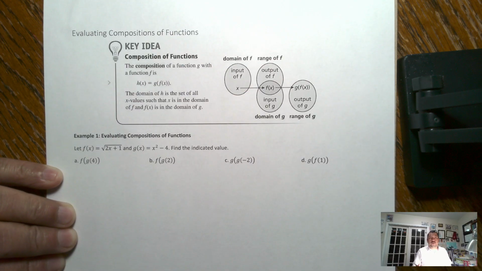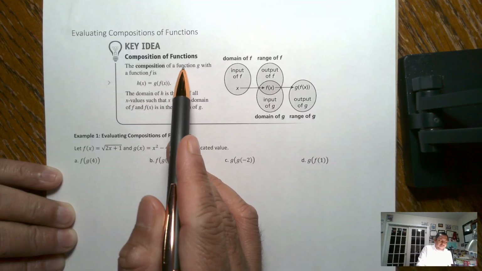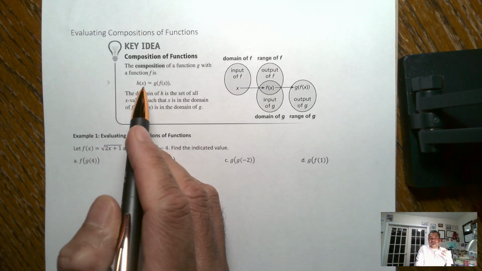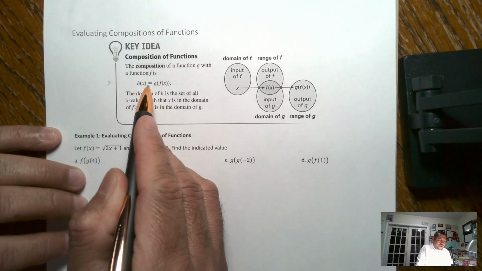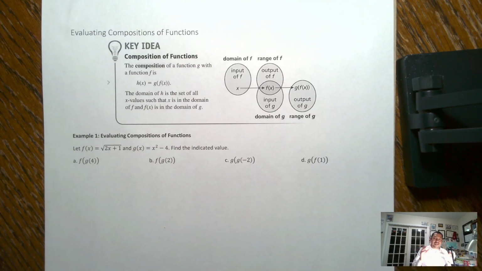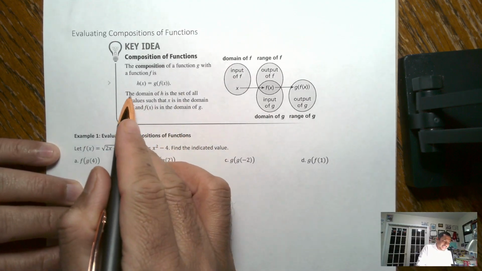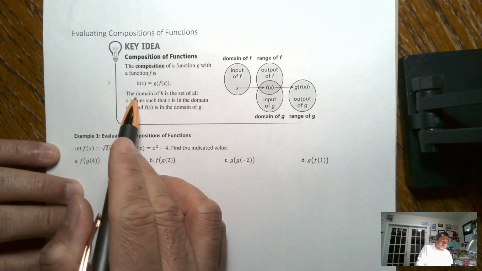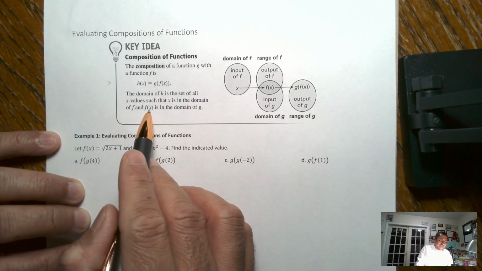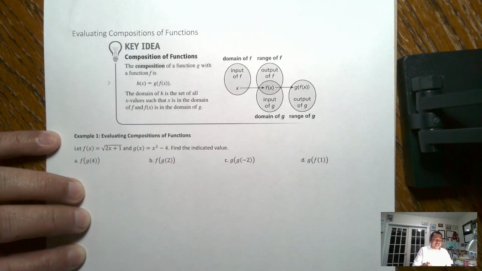Now we have the formal idea of the composition of functions. Remember that the composition of a function g with a function f is, so we're going to create a new function h(x) equals g of f(x). Again, let's keep in mind that this is going to be like substitution. We're going to plug a function into another function, and the domain of h is the set of all the x values such that x is in the domain of f and f(x) is in the domain of g. We're going to explain that one with an example.